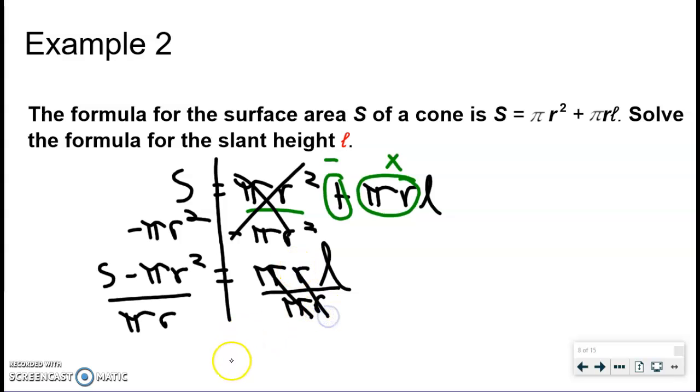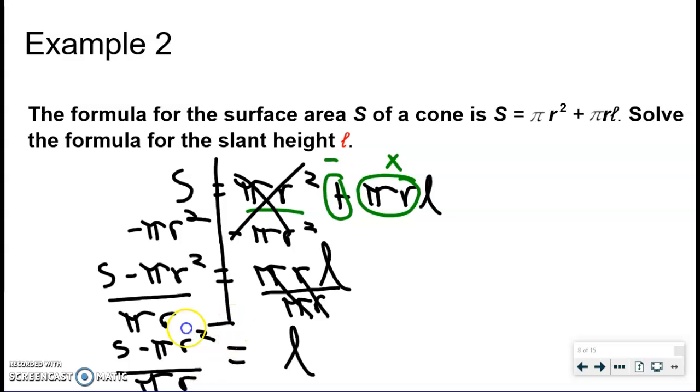These cancel out, and this is how I get my solution of L by itself. And I can have s minus pi r squared all over pi r. There probably is another way you can simplify it, but I'm okay with this solution since it is a very heavy problem on a lot of different symbols.